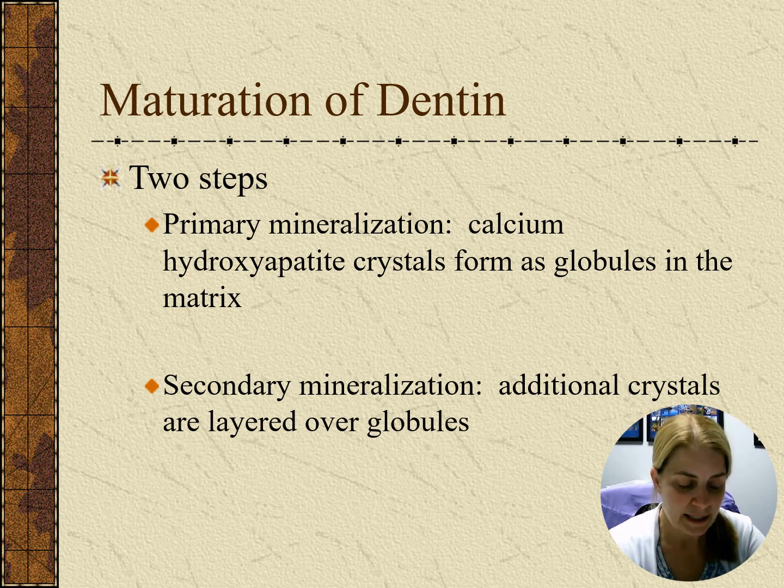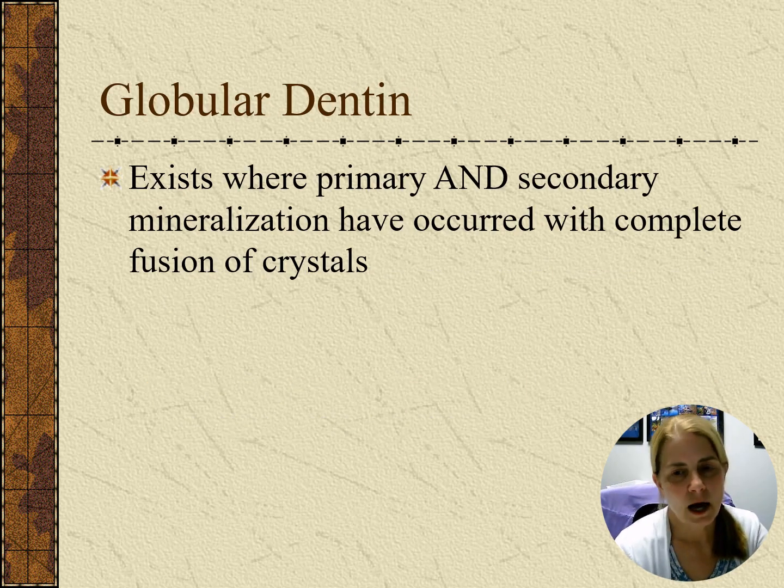The secondary dentin is a narrow band of dentin that borders the pulp. This dentin is formed when the teeth are functioning. This is the dentin that is formed throughout life. Globular dentin exists where primary and secondary mineralization have occurred with complete fusion of the crystals. Odontoblasts, which are our dentin-forming cells, form dentin. First, they form pre-dentin, which borders the pulp and is calcified within about 24 hours of the collagen matrix formation. First, globules are formed within that collagen matrix, and that allows for both the expansion and fusion during the primary and secondary mineralization period.